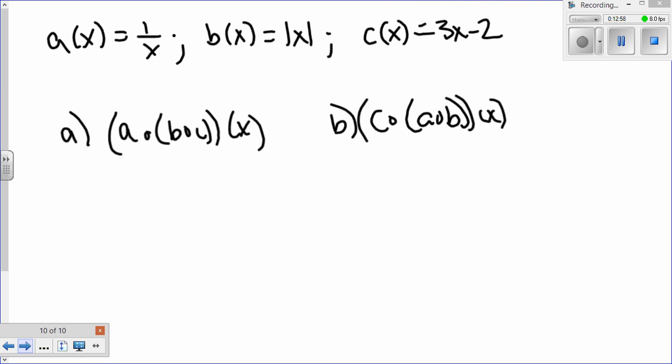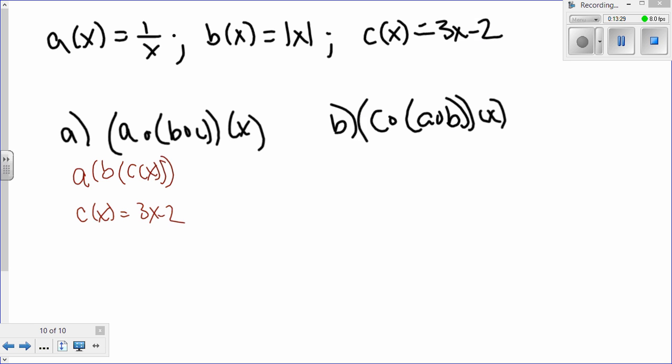All right, these are kind of crazy. I'm doing 3 compositions. Instead of just doing 2, I'm doing 3. Before we said we work from the inside out, or backwards, from the right to the left. So if I rewrite this, I'd have A of B of C of x. And in this case, we're going to start with C of x because it's on the inside. So C of x is equal to 3x minus 2.